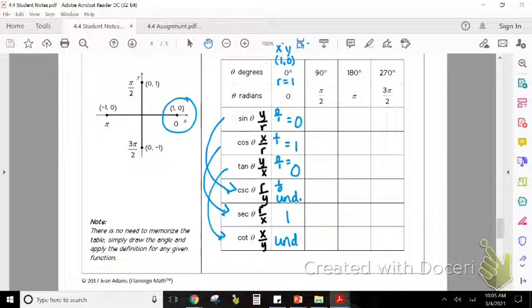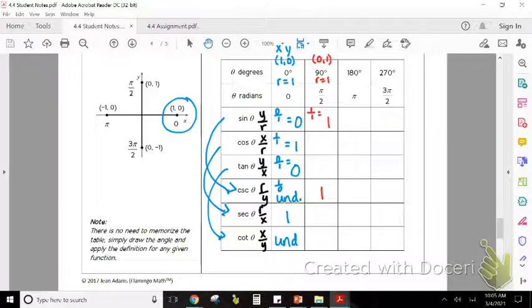Alright, we're going to do the same thing here for 90 degrees. 90 degrees has an ordered pair of 0, 1. It's on my unit circle, so the r is 1. So I'm going to do sine is y over r. 1 over 1 is 1. Its reciprocal, cosecant, the reciprocal of 1 is still 1.